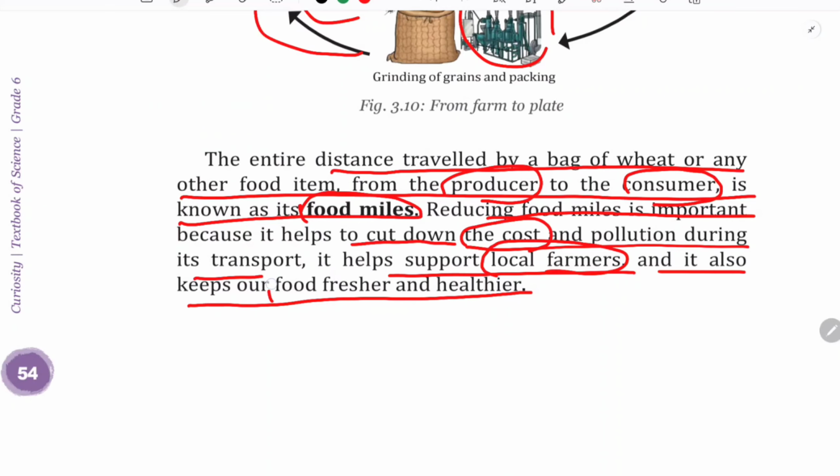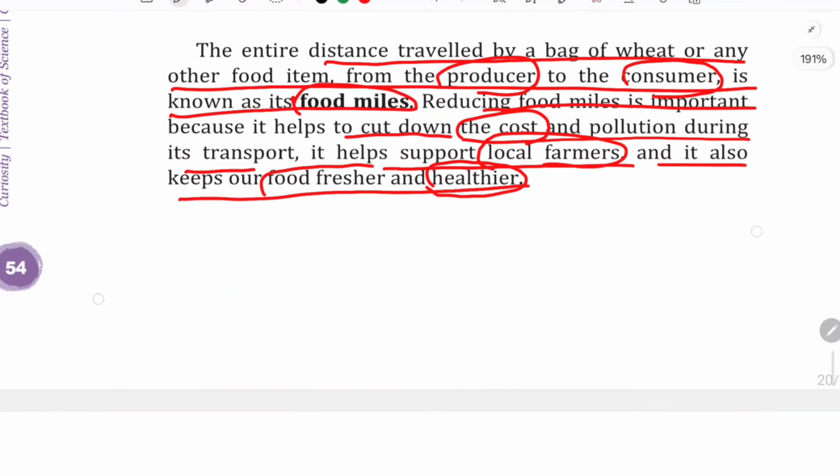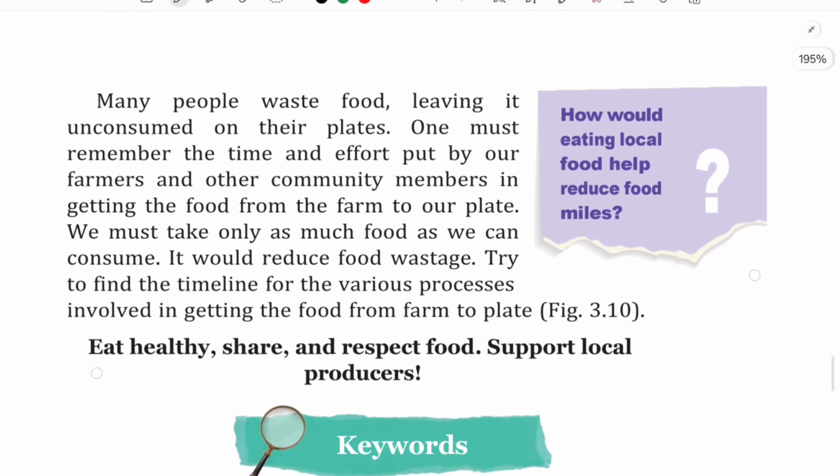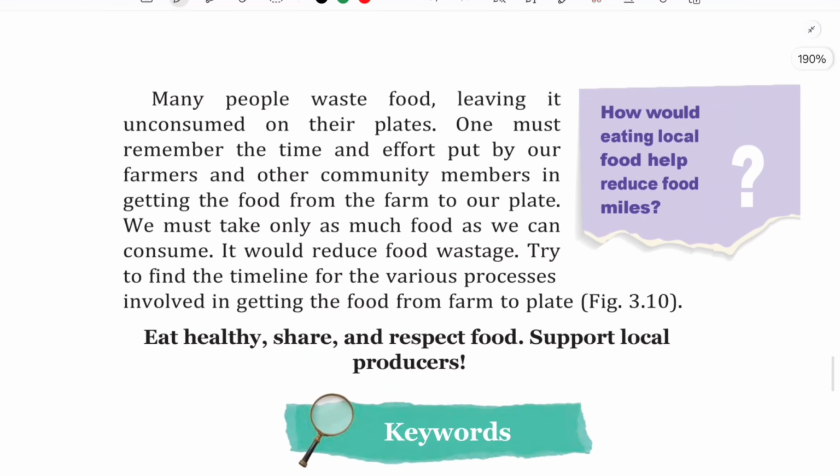This keeps our food fresher, and it is healthier for our body as well, because it will not take a very long time, so it will be fresher and it will be better for your health. I hope you have understood. So now let us see the last paragraph of this chapter.